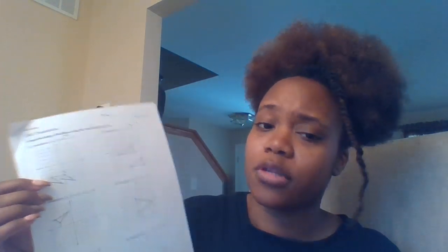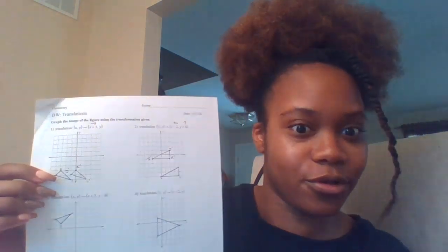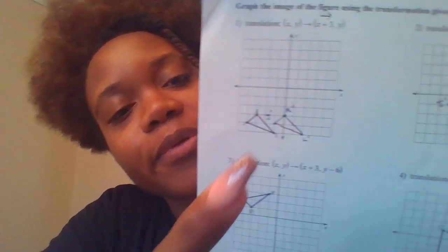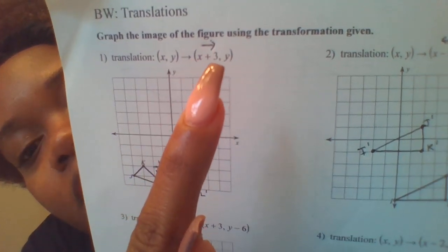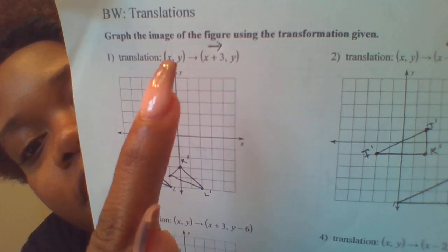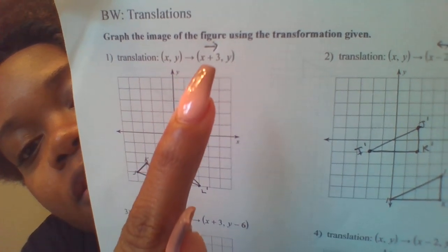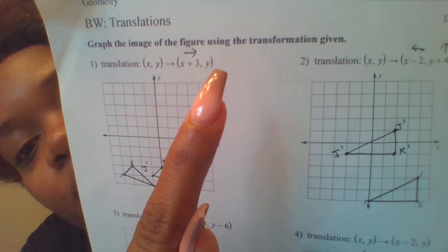So I'm going to start by reviewing two of the problems on the assignment that was posted on Google Classroom. There's only 6 problems, so I'm only doing 2, so I don't do the whole sheet for you. For the first problem, we are given the translations, all of them in arrow notation. In this arrow notation, we're translating each point, x, y, to x plus 3, y.